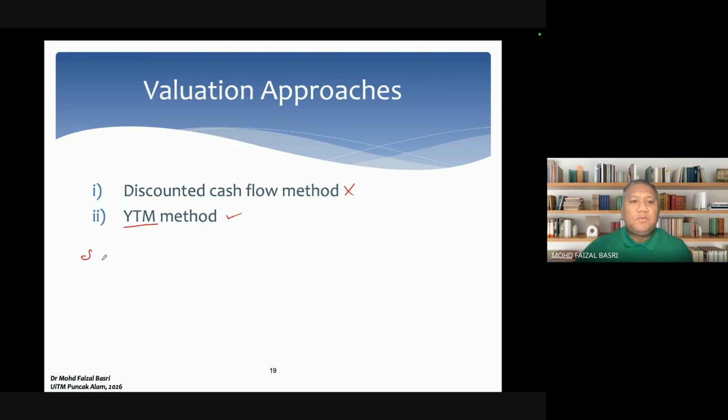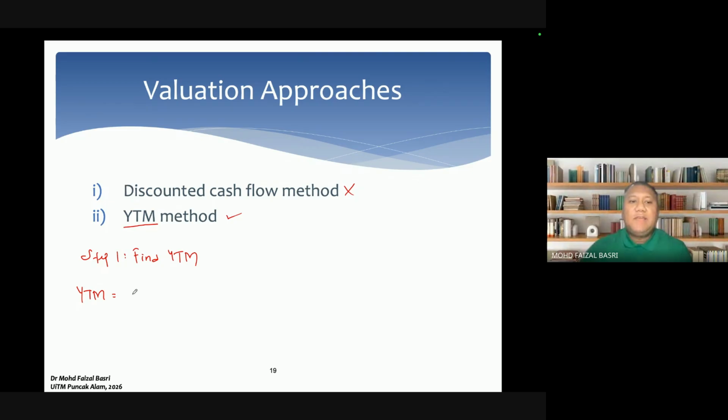Okay, there's going to be two steps in calculation of YTM. So first, step number one, kita kena find YTM lah. Okay, so we need to find the YTM, the yield to maturity. Okay, so how to calculate the YTM? So this is the formula. Okay, I tulis dulu the formula and I will explain to you by each items that we need.